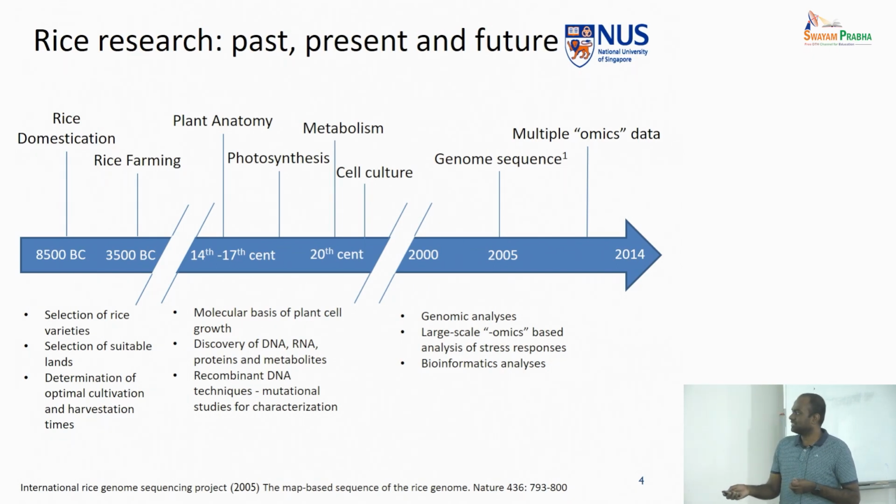So it all started with the domestication of rice. The first ever probable research in rice is when we knew the art of growing them in a controlled environment. That would be the first possible research, as well as identifying the different varieties suitable for different lands and what is the optimal cultivation periods, harvesting times, and so on.